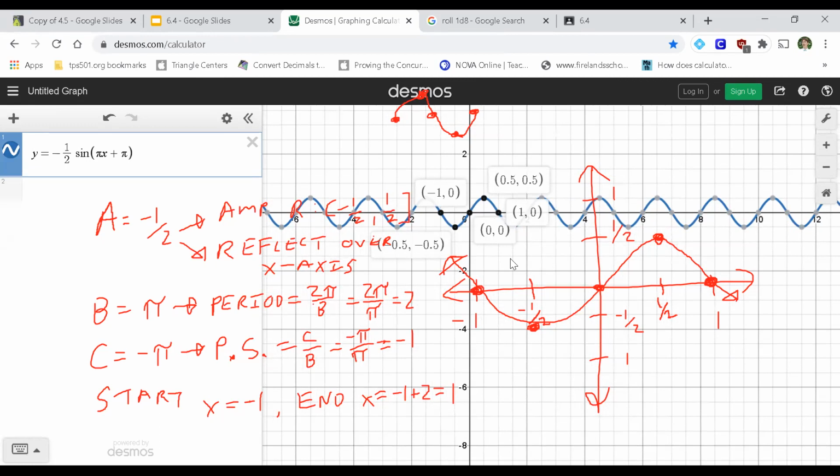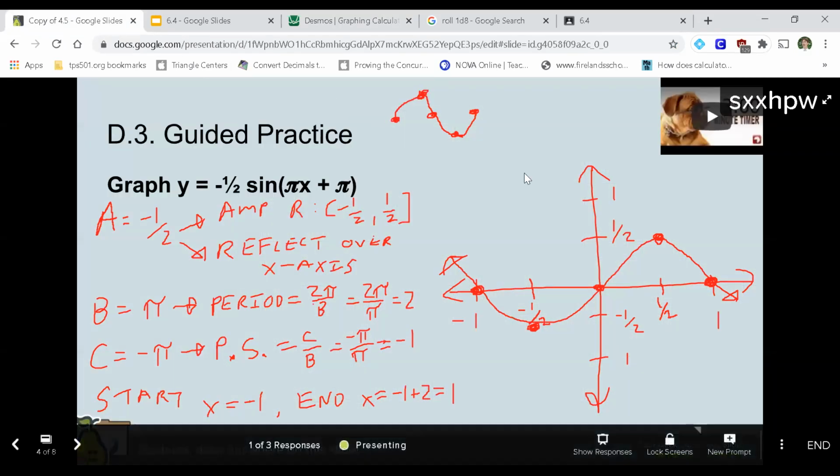Isn't it great? Are we having fun yet? Yeah. I can't think of a more fun thing to do than to graph different sine and cosine functions. I can't wait till we get to graph tangent, cosecant, secant, and cotangent functions as well. Okay. Questions?